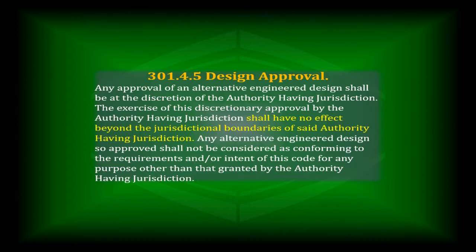30145, Design approval. Any approval of an alternative engineer design shall be at the discretion of the authority having jurisdiction. I think we've covered that quite a bit. The exercise of the discretionary approval by the authority having jurisdiction shall have no effect beyond the jurisdictional boundaries of the authority having jurisdiction. What are they saying here?